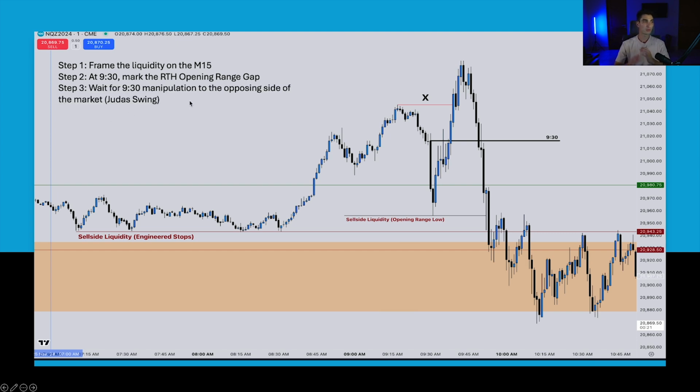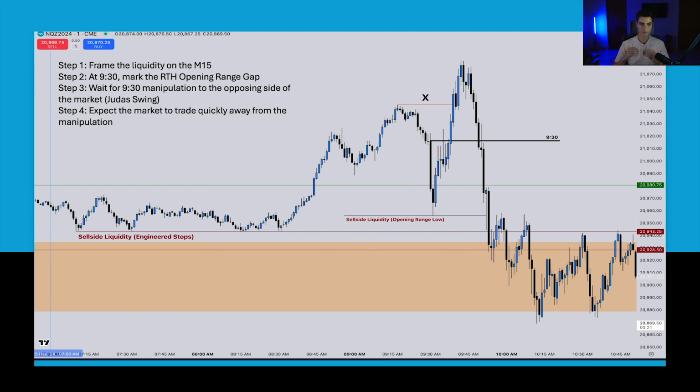Step three, we wait for the 9:30 manipulation to the opposing side of the market, the Judas swing or the fake run. So for bearish, we have all these equal lows here. We have the new week opening gap, and we have the regular trading hours gap below market price. That's not enough. Wait for the market to manipulate first, because it has to get traders offsides. Traders that are buying the breakout, smart money is selling in a deep premium here too. So wait for the Judas swing.